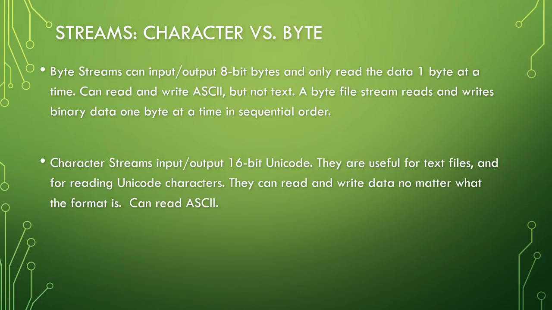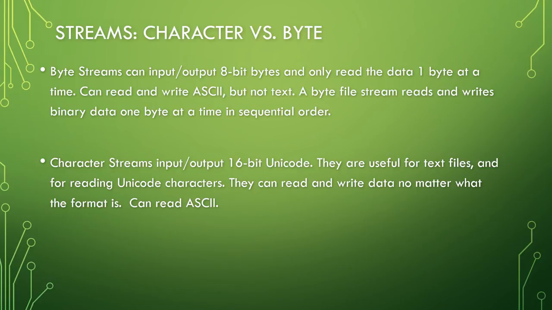So what are the differences? Byte streams can input-output 8-bit bytes, and they can only read the data 1 byte at a time. Byte streams can read and write in ASCII, but not in text. And a byte file stream reads and writes binary data in sequential order.